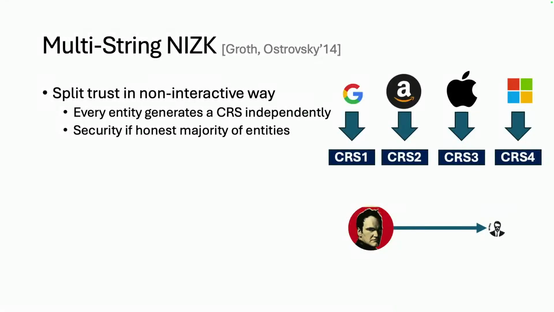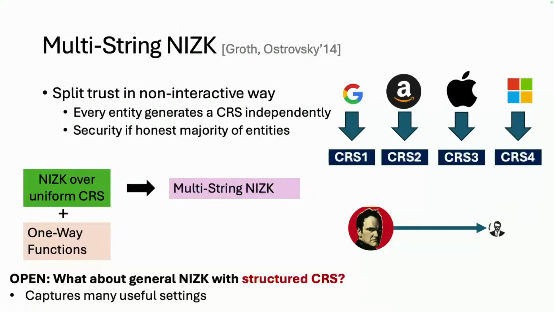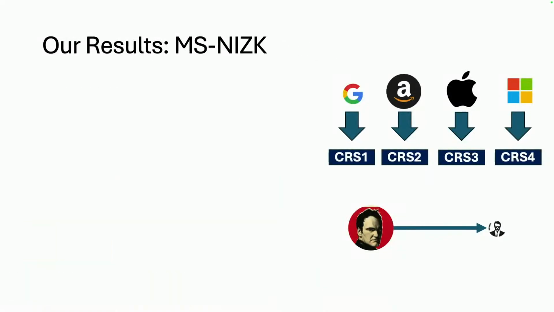So that's great. And kind of miraculously, they show that you can realize this notion based on a standard NISC, in which the CRS is uniformly distributed, and one-way functions. This is a very cool result. The natural question is what happens when you have a NISC that does not use a uniform CRS? In many cases, this is the case we're interested in, like in the RSA parameters, for example. So can you transform it into a multi-string NISC? And what we show is that the answer is yes.